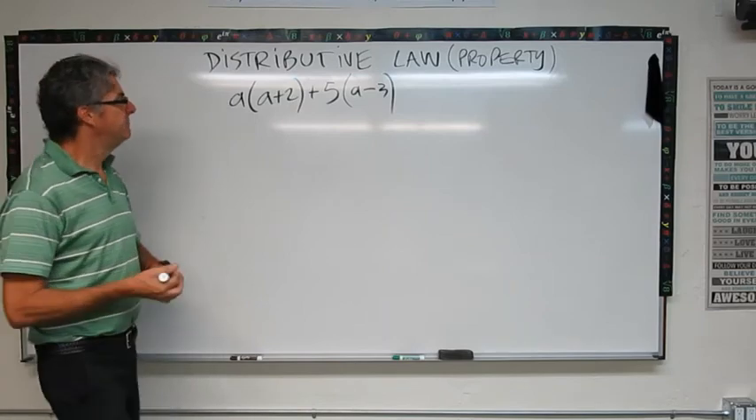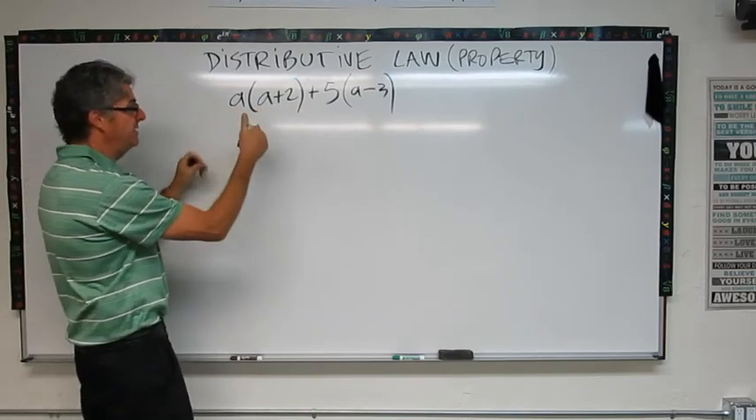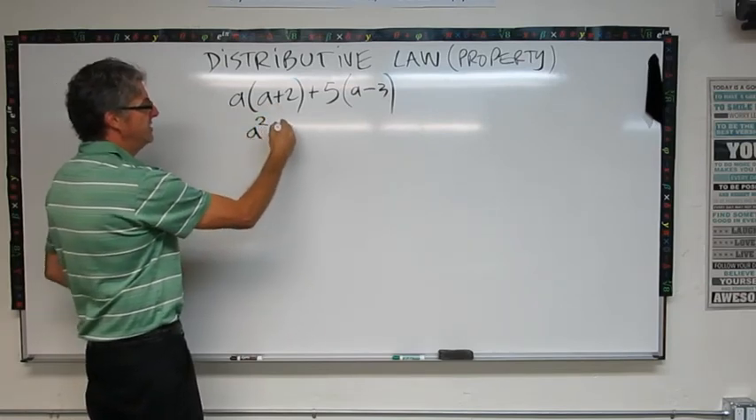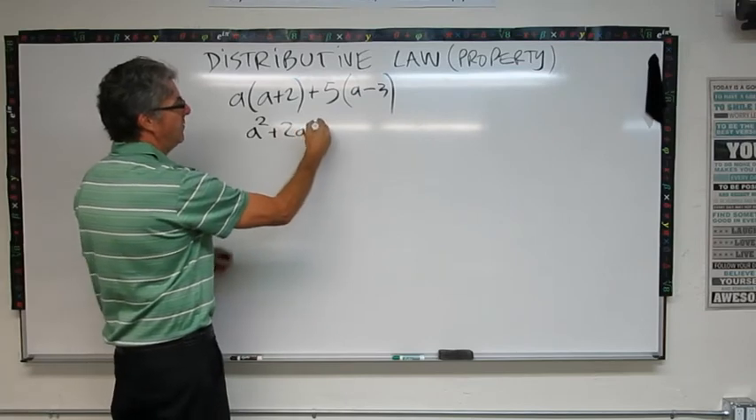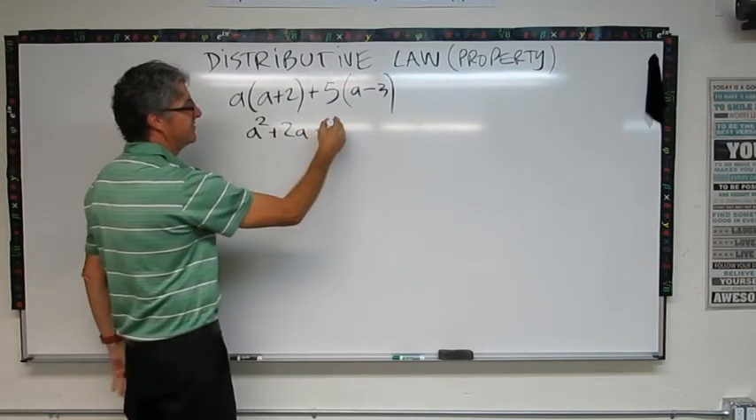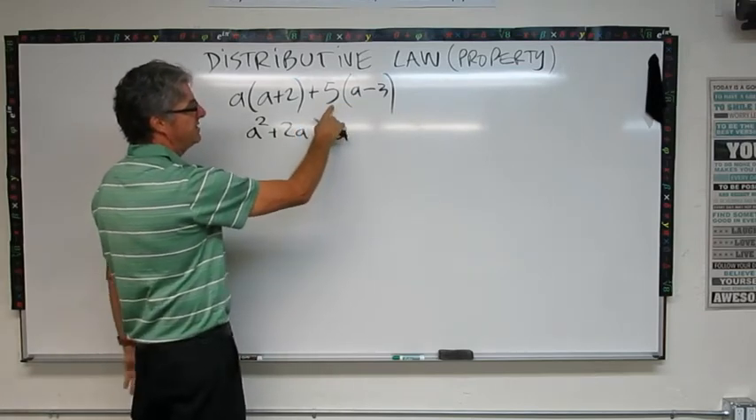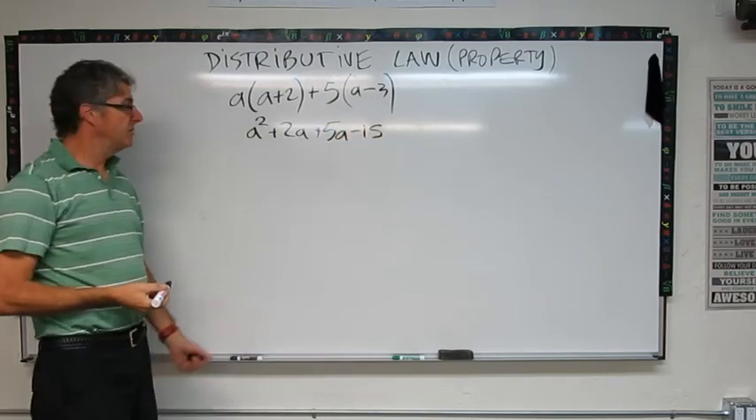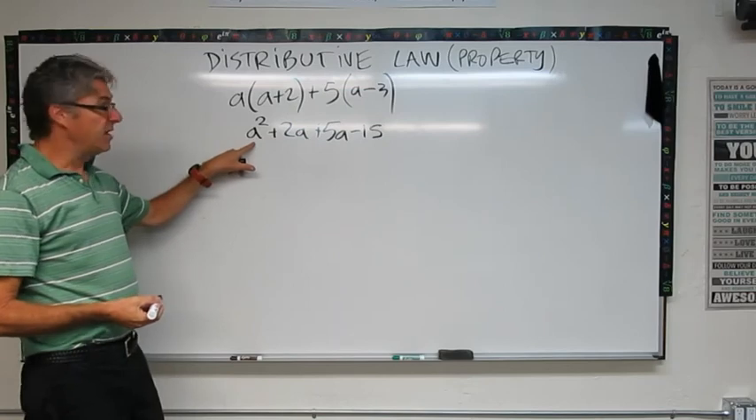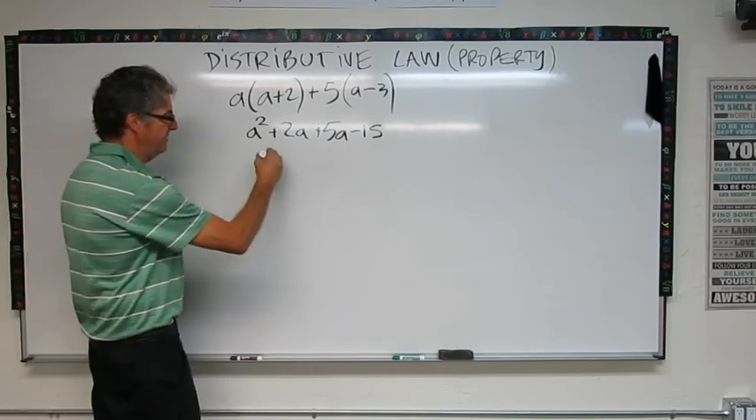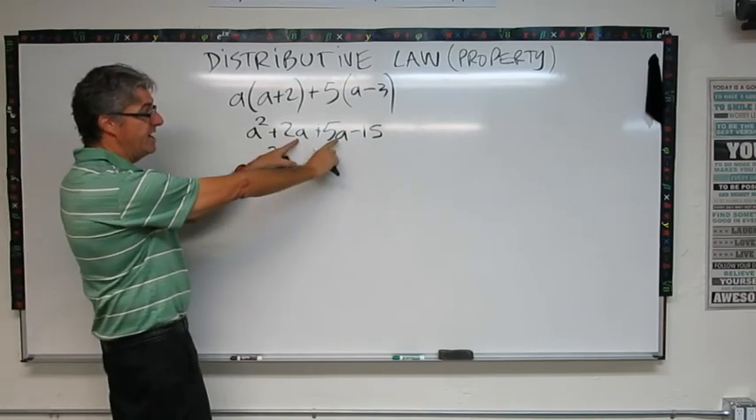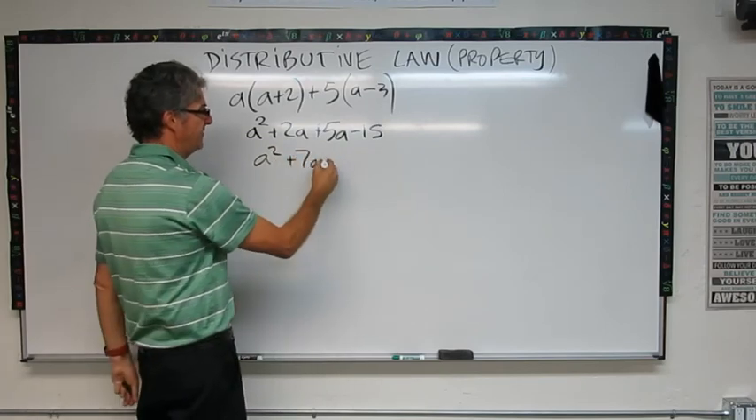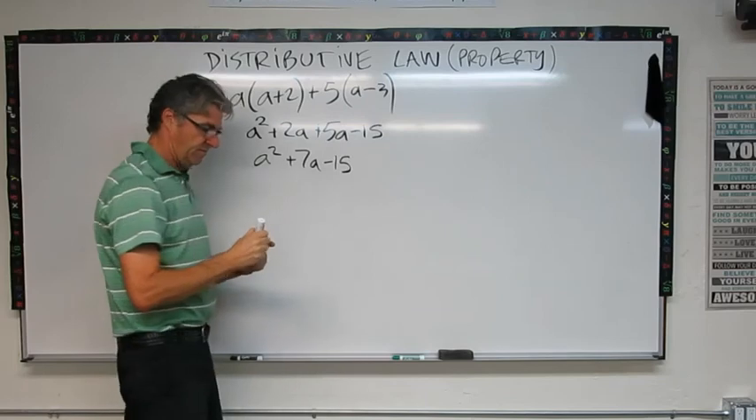Okay, let's see how you did. A times a, we know, is a squared. A times 2 is 2a. Plus 5 times a is 5a. And plus 5 times minus 3 is minus 15. Now I have some like terms here. Do I have another squared term? Nope, that just comes down. I have a 2a and a 5a, so that gives me 7a. And then a minus 15 comes right on down.